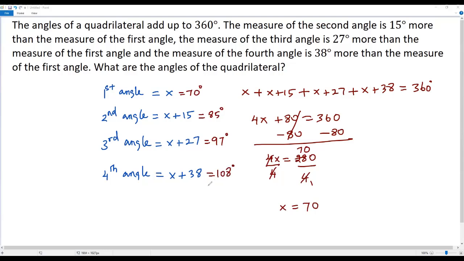Okay, we can verify our answer by adding 70, 85, 97, 108. They all must add up to 360. Let's check it. When I add 5 plus 7, 12, 12 plus 8, 20, carry over 2. 2 plus 7, 9, 9 plus 8, 17, and 17 plus 9, 26, and carry over 2. 2 plus 1, 3. So when I add these four angles, they add up to 360 degrees. So the answer we got is correct. So the angles of the quadrilateral are 70 degrees, 85 degrees, 97 degrees, and 108 degrees.